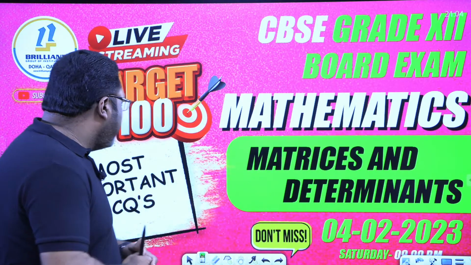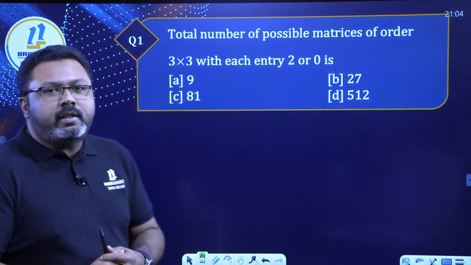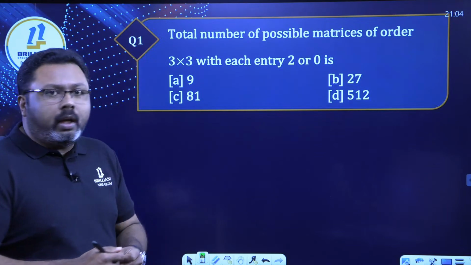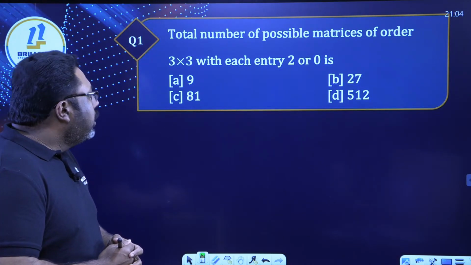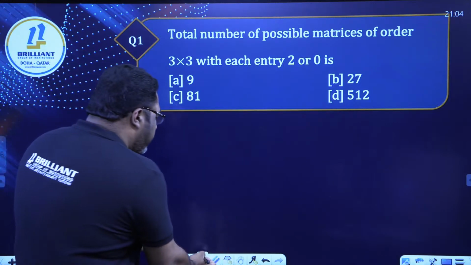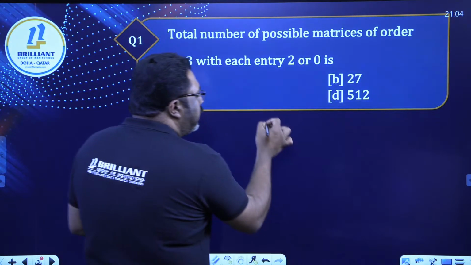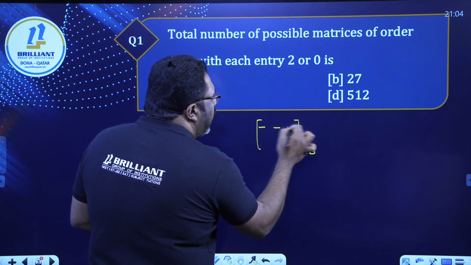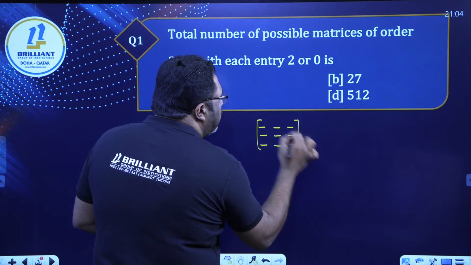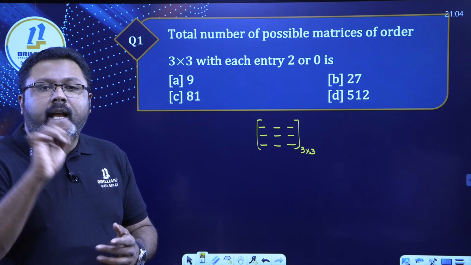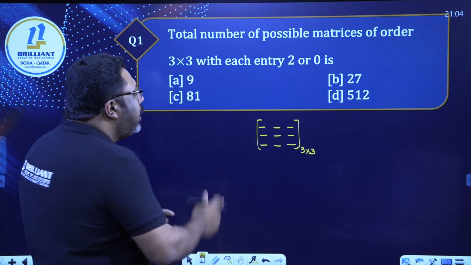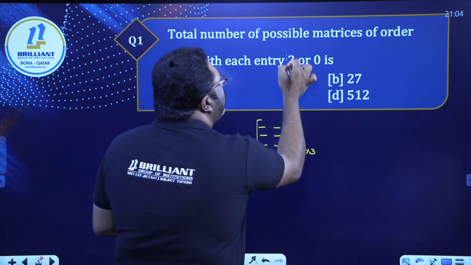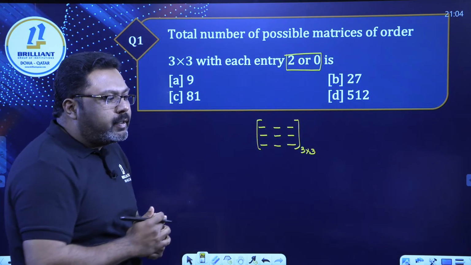Okay, so let's start right away with the questions now. The first question: the number of possible matrices of order 3 by 3 with each entry 2 or 0. So I'm trying to make a matrix of order 3 by 3. If it's a matrix of order 3 by 3, we definitely know that there are 9 elements in that matrix, and every space in the matrix should be filled by either a 2 or a 0.